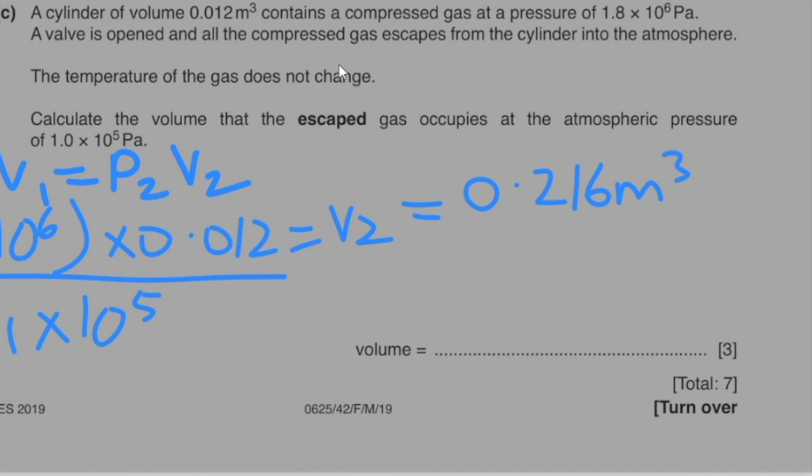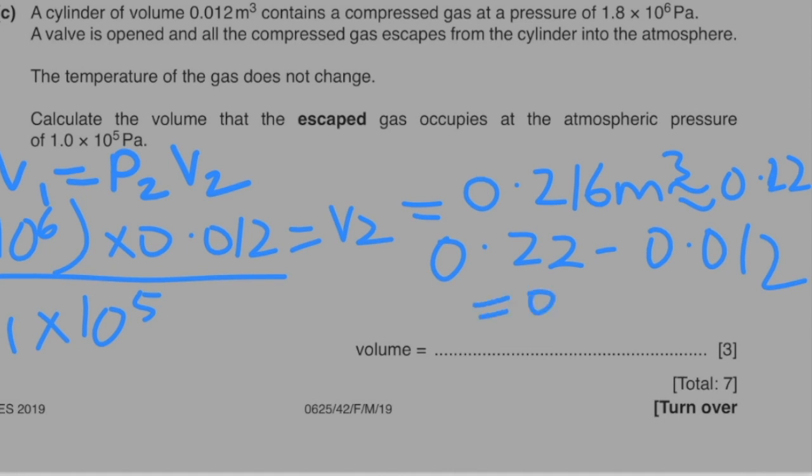So that is going to be the volume of total. I'll round it to two significant figures over here, so that is going to be 0.22. This is the volume of the total gas minus the gas which remains in the cylinder, and that is going to be the volume of the cylinder itself, and that is equal to 0.208, rounded to 0.21 meters cube. This is the gas which escapes out of the cylinder.